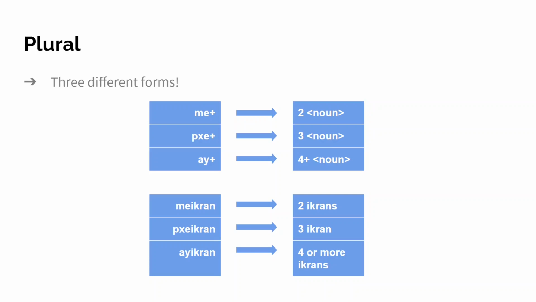So now we want to be precise here. For example, ikran is an ikran or banshee in English. Mekran would then be 2 ikrans. Pxekran would be 3 ikran, and aikran would be 4 or more ikrans. So pretty simple, you just put the syllable in front of it and suddenly you have your plural.